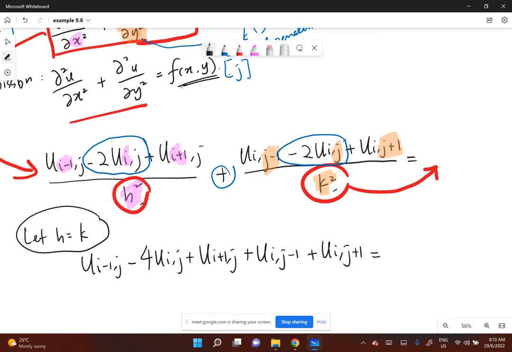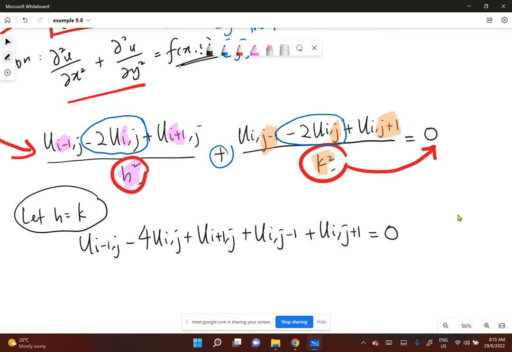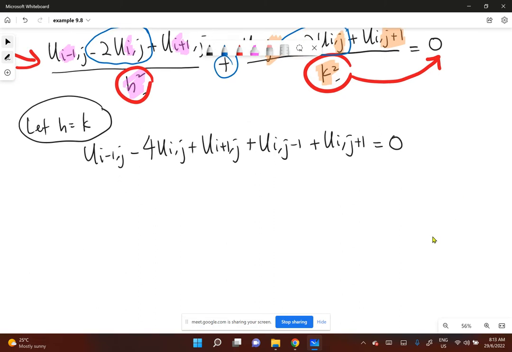So now I just make it zero. Okay, so I just put it as 0 for the Laplace. So now, if we look at here, we have u_{i,j-1}. I will draw it. This is u_{i,j-1}.